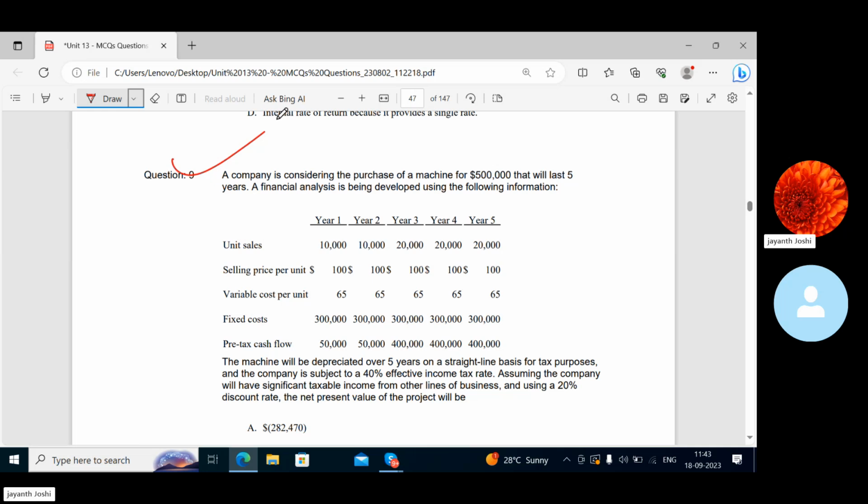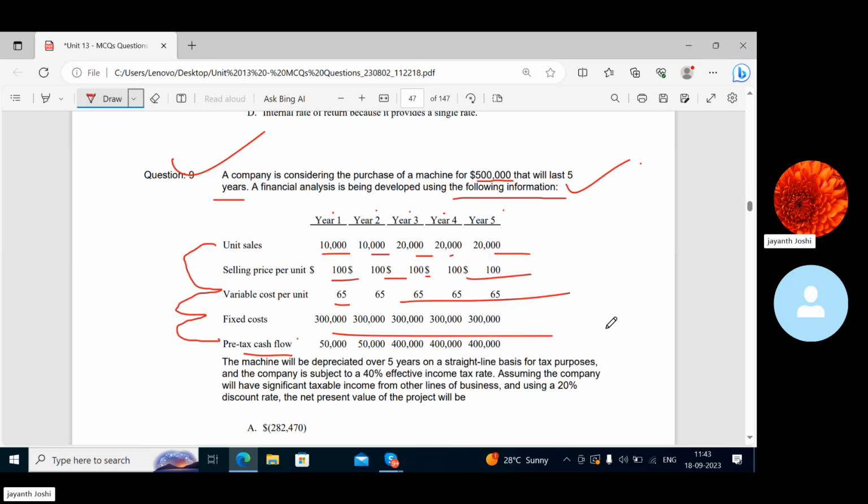A company is considering the purchase of a machine for $500,000 that will last 5 years. A financial analysis is being developed using the following information. Sales minus variable cost gives contribution, less fixed cost gives profit, and there is the pre-tax cash flow. Cash flow is relevant for decision making. Every year the number of units sold, selling price per unit, variable cost per unit and fixed costs are given. These are always total amounts, and pre-tax cash flow is given.